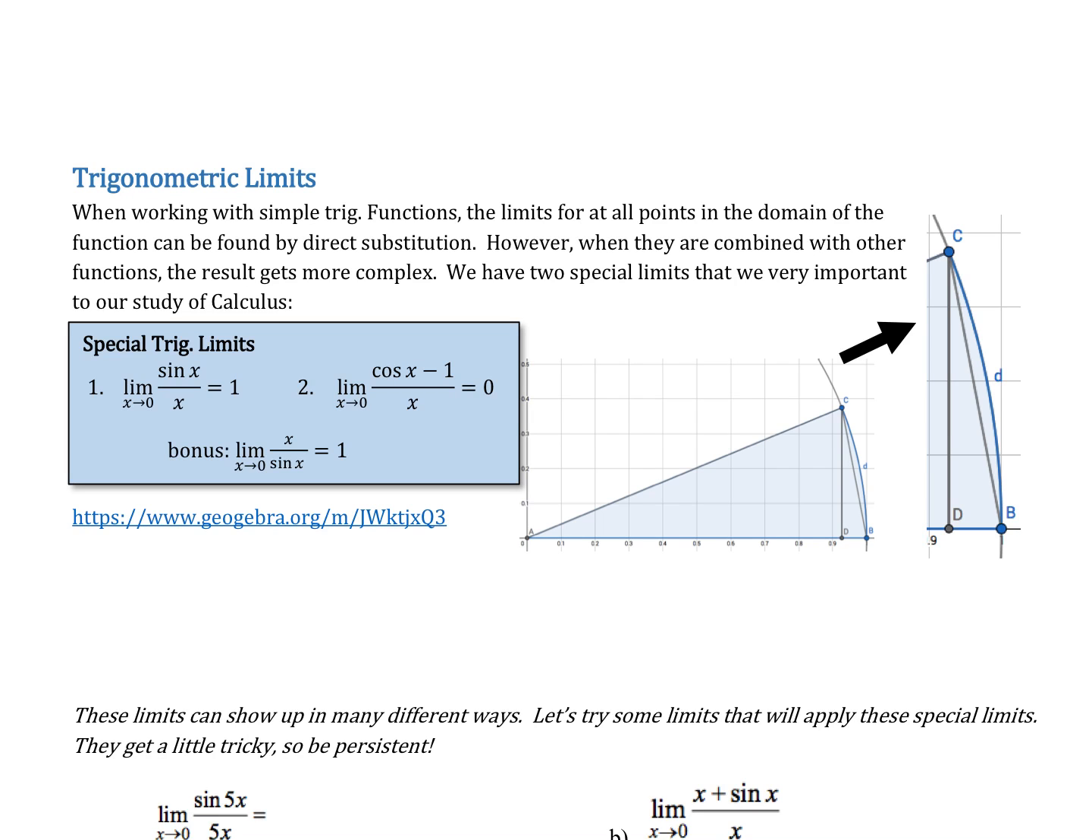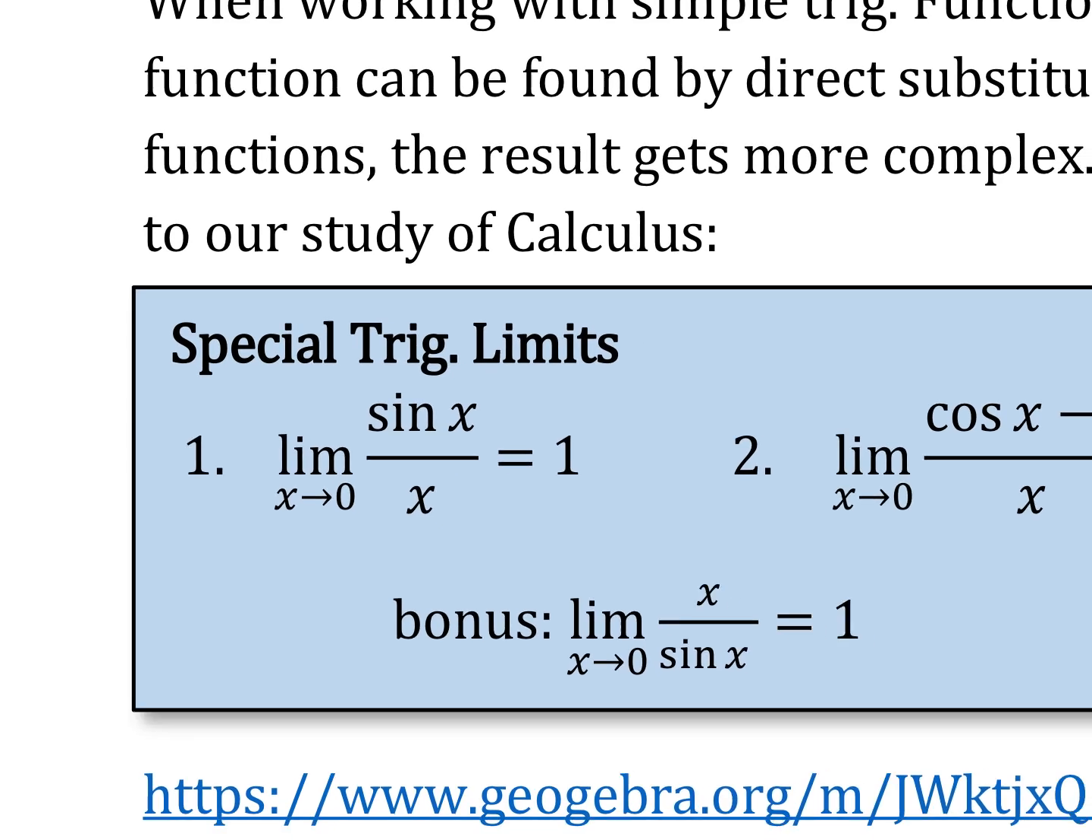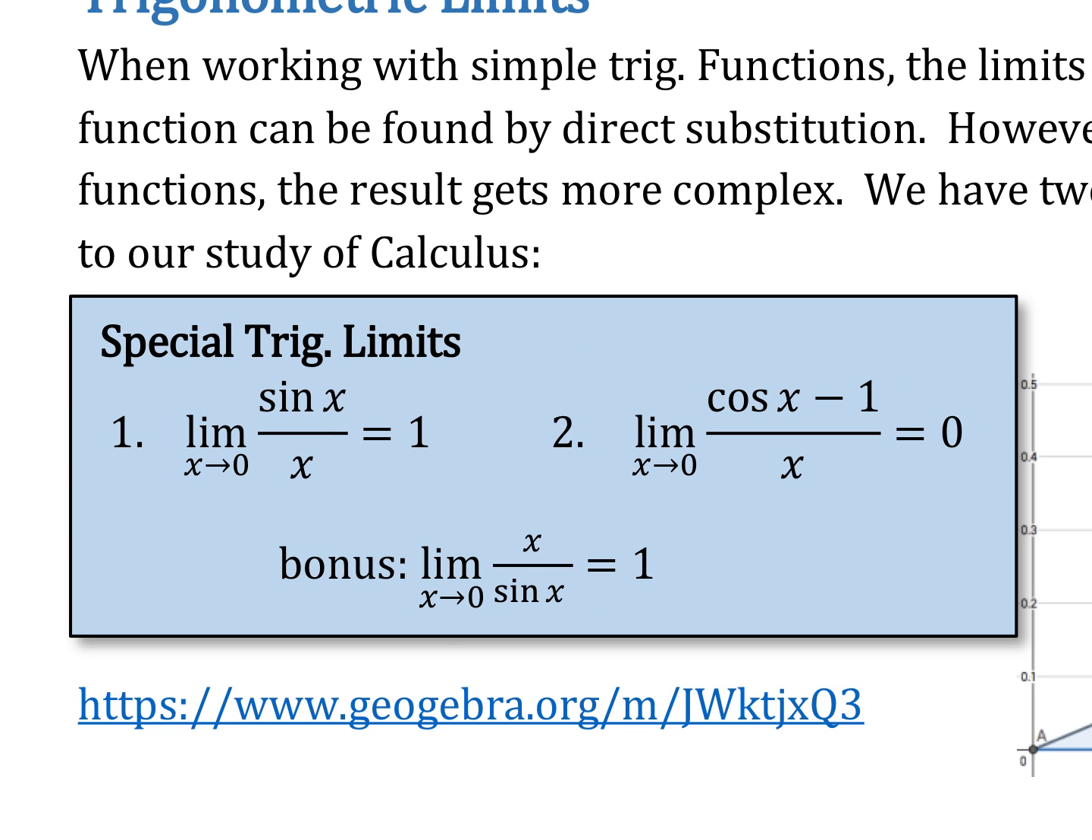Let's take a look at some examples of some trigonometry limits. Specifically, our two special limits. We have the limit as x goes to 0 of sine of x over x, and that goes to 1.